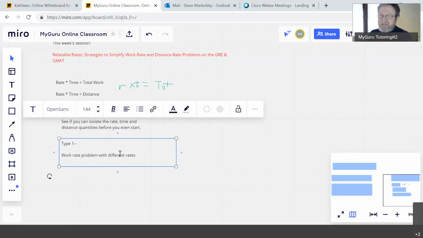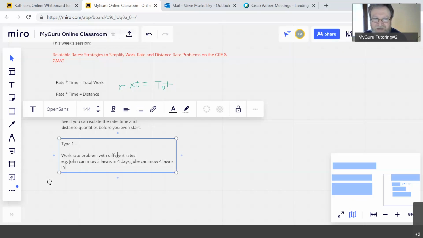This is the kind of thing where, say you've got, I don't know, say John can mow 3 lawns in 4 days, and say Julie can mow 4 lawns in 5 days. Something like this. These rates are going to be different.